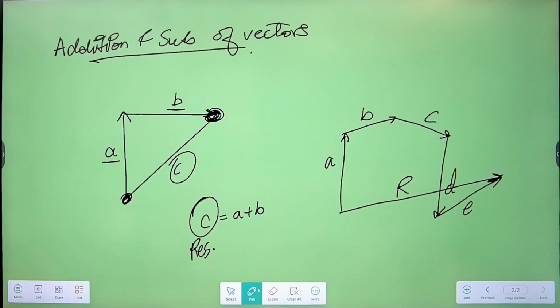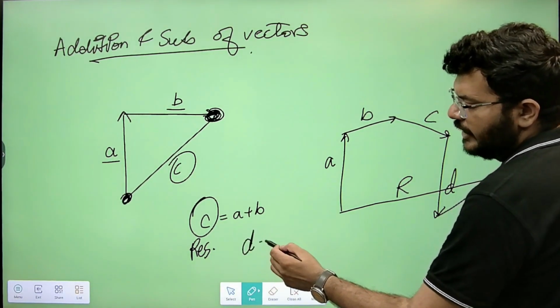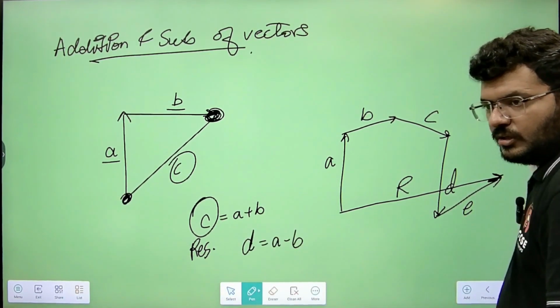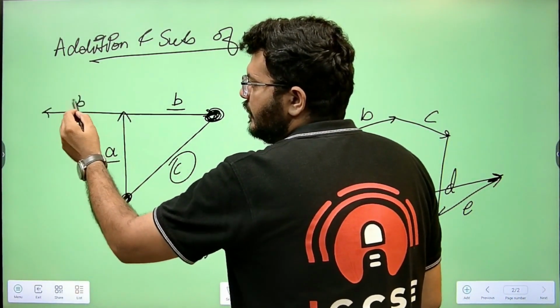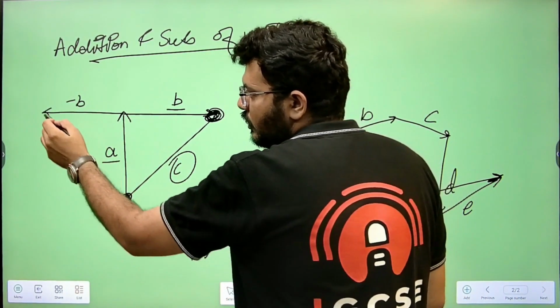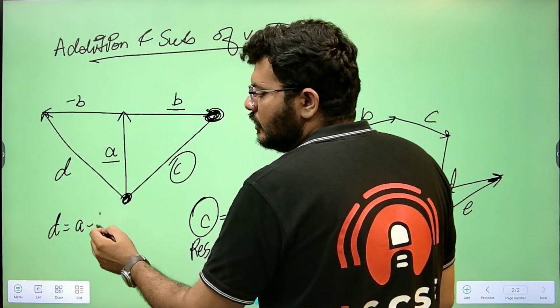Okay, is this understandable? So let's say there was subtraction of force. Now this is C, and they have asked you to find D is equal to A minus B. So what would you do? You would draw minus B like this, and you would draw this D. So D is equal to A minus B.